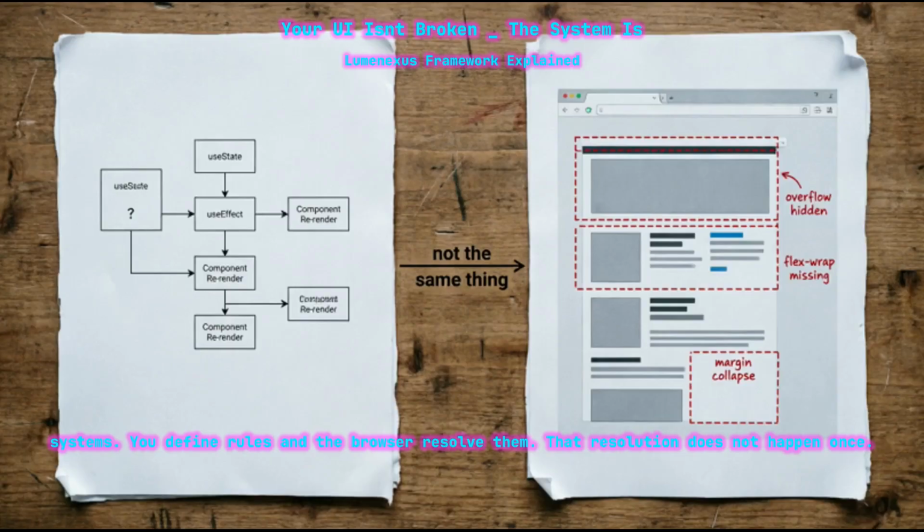That resolution does not happen once. It happens repeatedly, based on changing conditions. After render, after content loads, after fonts resolve, after JavaScript runs, after the viewport changes. Your UI is not a fixed structure. It is an emergent result. It is constantly being recalculated.